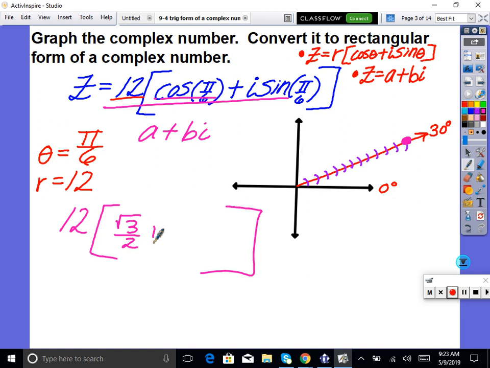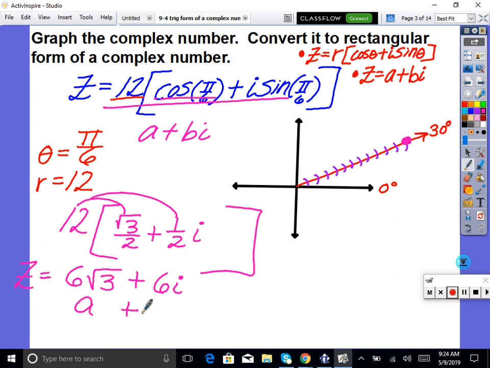Then we have plus. Now b is sine of pi/6. So what is 1/2? So we have this so far. You guys see how I've just replaced it with the actual calculation? Now just distribute your 12 in and you're done. So 12 divided by 2 is 6. 6 root 3. 12 divided by 2 is 6. So 6 root 3 plus 6i. There's your complex number, there's a plus bi form now.